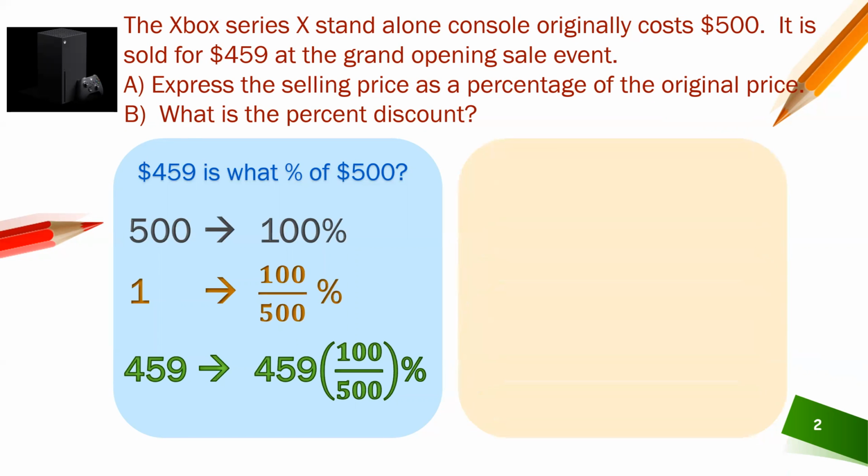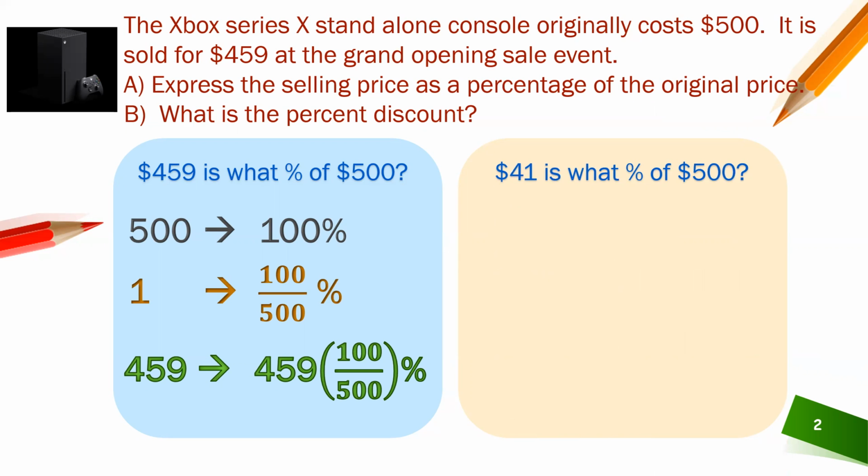Okay, part B. What is the percent discount? Well, it was supposed to be $500, but it was only sold for $459. So there was a $41 discount. So 41 is what percent of 500? That's what part B is asking. What is that percent discount?